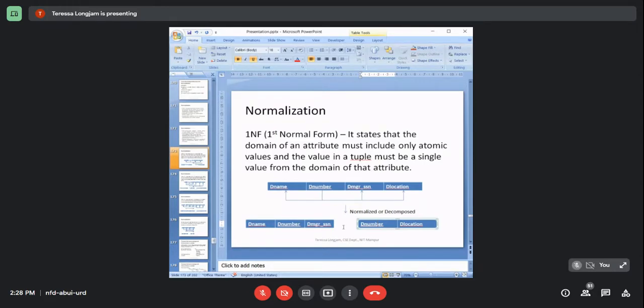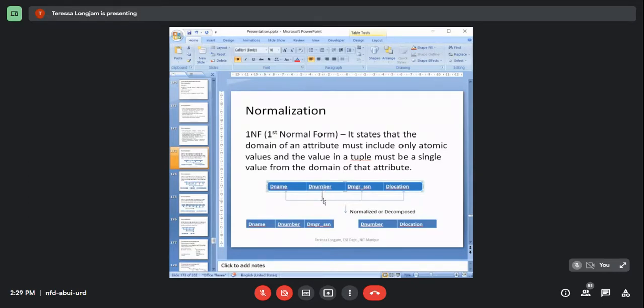Now, does this particular normalization preserve the two properties that I told you? The first one is lossless join. So when you join these two relations, you are going to get this one. Okay, so the first property is preserved. What about the second property?